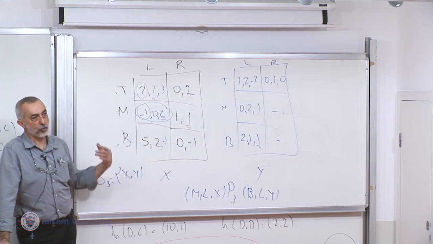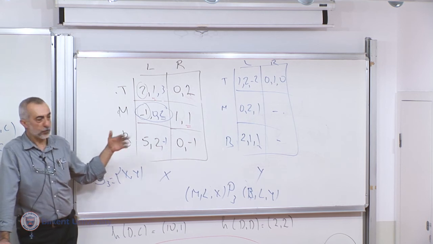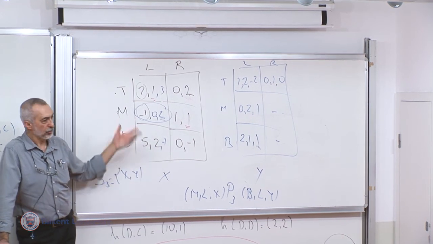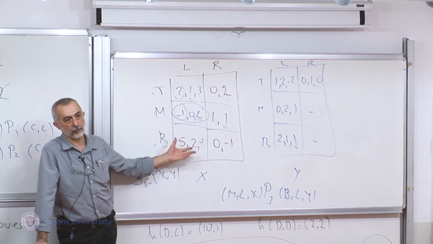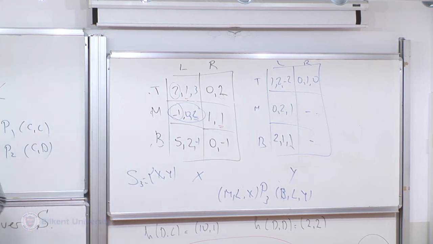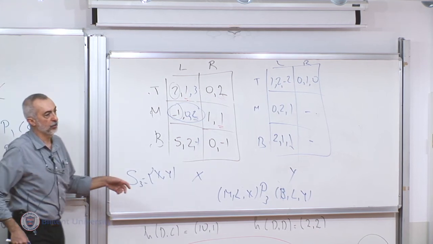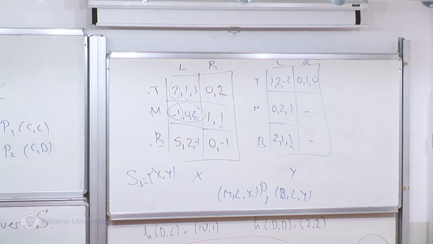But when there are a few players, 2 or 3, and each player has few strategies, this tabular representation of a strategic form game is very efficient, is very useful, okay? Unfortunately, not all games that we will be dealing with will fit into this framework, okay?